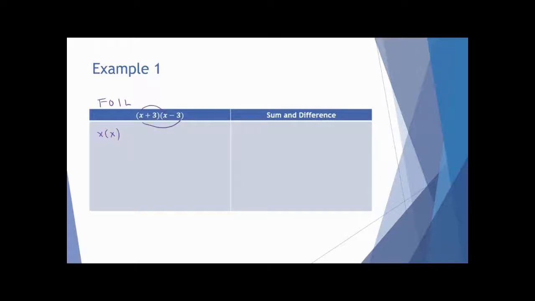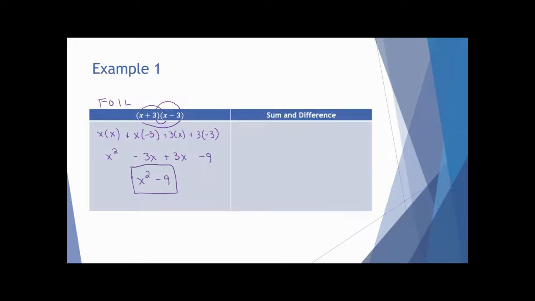Then we multiply the outsides. So that is an x times a negative 3. Then the insides, which is 3 times x. And then the last term, so that's 3 times negative 3. So when I multiply these, x times x is x squared. I get minus 3x when I multiply x times negative 3. 3 times x is a positive 3x, and then 3 times negative 3 is negative 9. And then my middle terms here, the negative 3x plus 3x, those cancel, and so I am left with x squared minus 9.